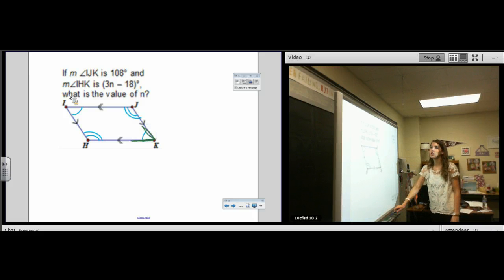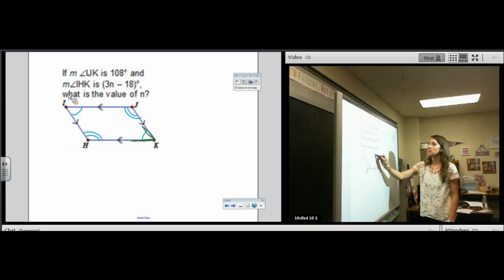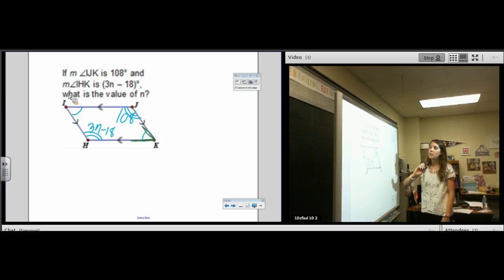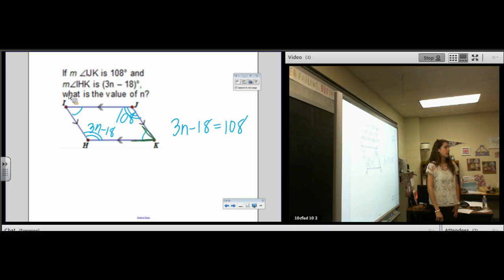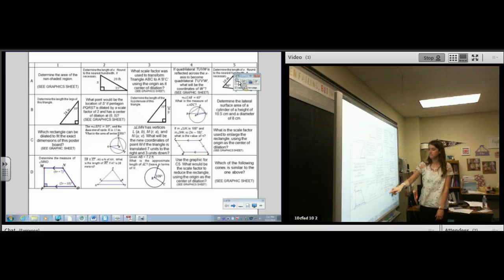So we've got angle J and angle H. This one's 108, and this one's 3n minus 18. Those are equal. They're not supplementary. They're equal. So you are simply solving that. Yep. Tosh got confused. Perfect. That's normal to get confused about that. What else, guys?